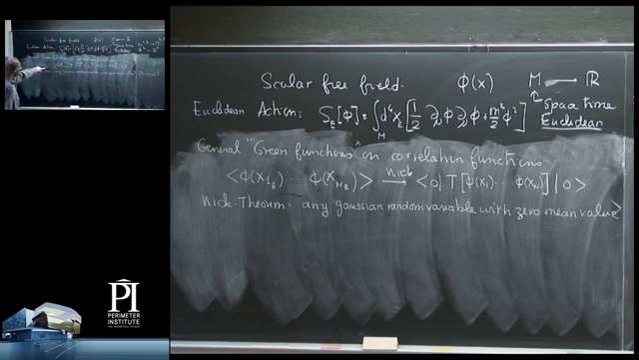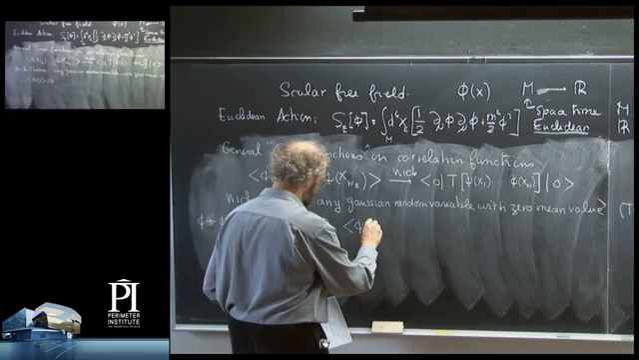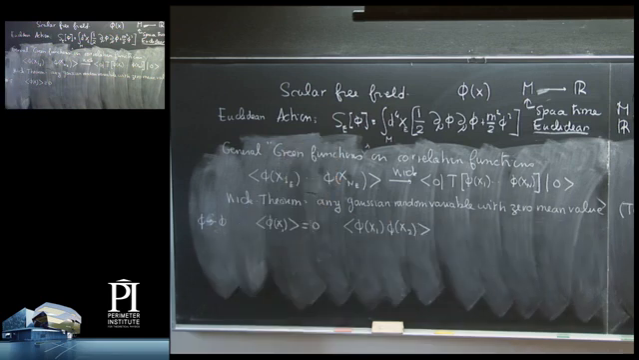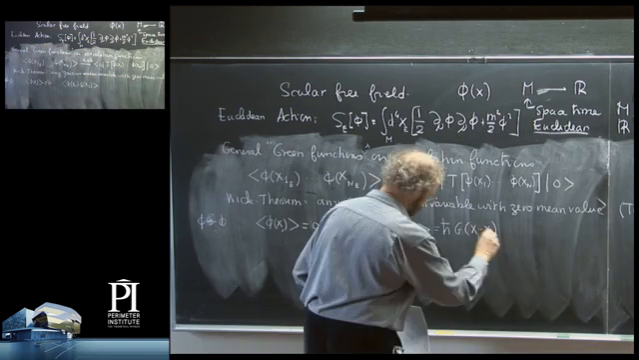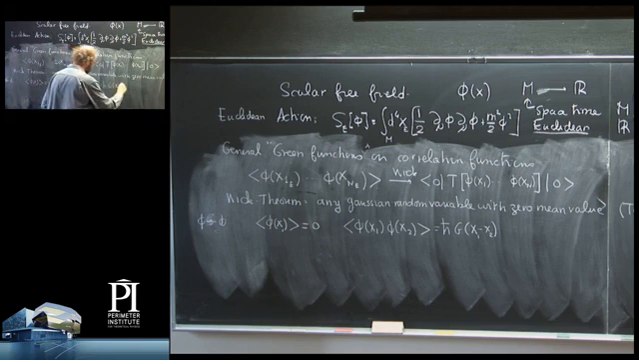So phi of x in Euclidean space is a Gaussian random variable. We know that the mean value is equal to 0 simply by parity. If you change phi into minus phi, the law doesn't change. And we have computed the correlation function of two fields. It's h bar times the function g of x1 minus x2.